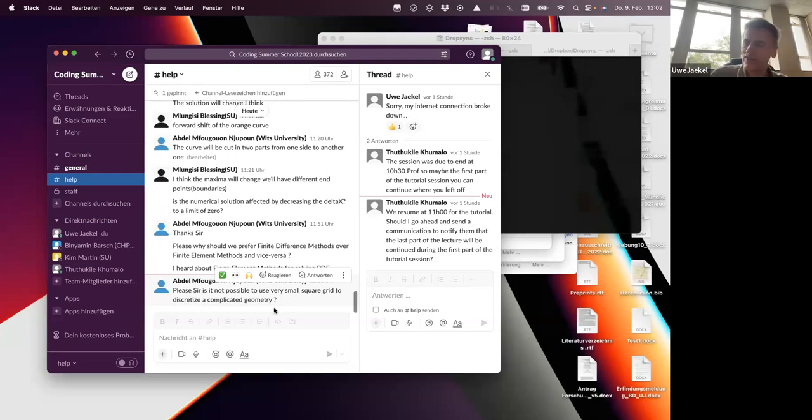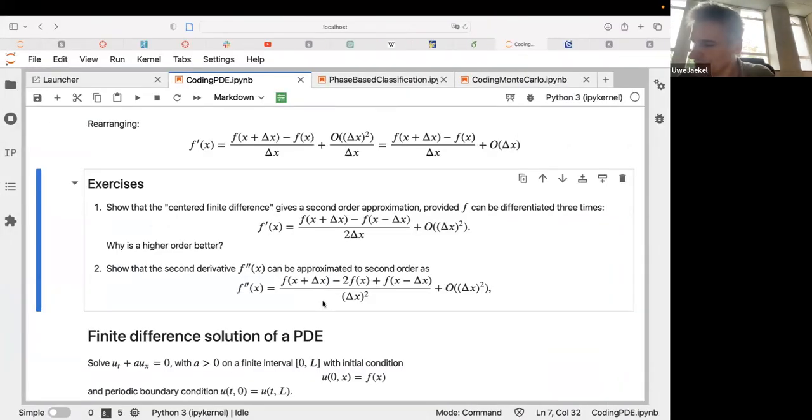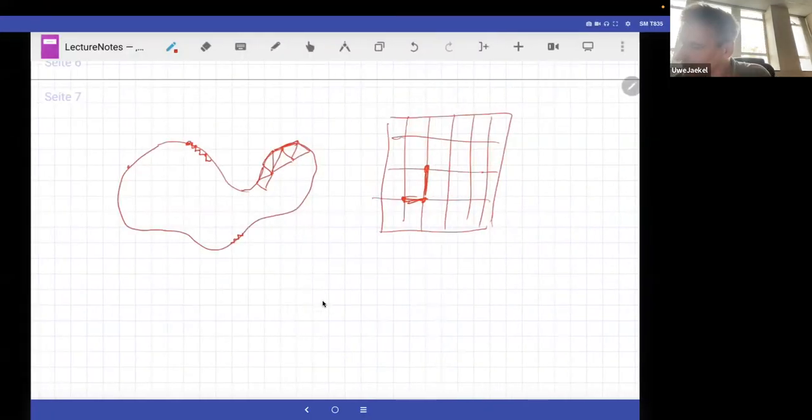And of course, Abdel is right. Is it not possible to use a very small square grid to discretize a complicated geometry? Sure, it's possible to use very fine squares to describe this geometry here. Let's approximate it this way.